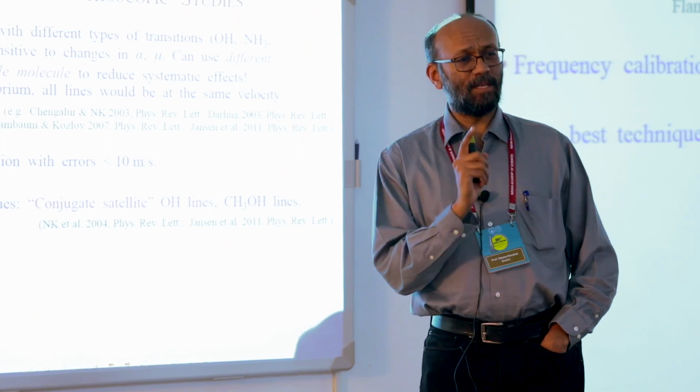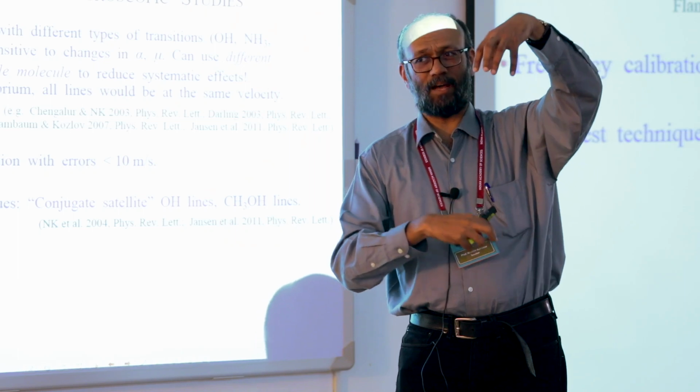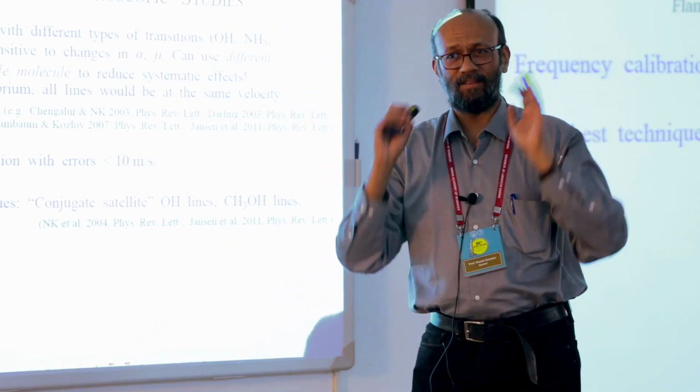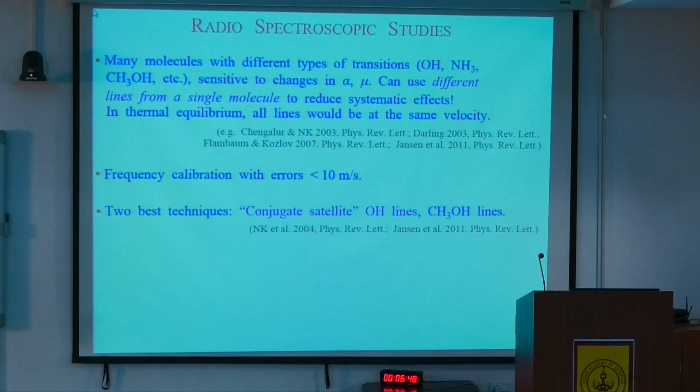If the gas is not in thermal equilibrium, you're back to square one, because one line might be excited in one part of the cloud, the other line in another part of the cloud. You're done. You're sunk, basically. So in thermal equilibrium, the lines would be the same velocity, and there's been a bunch of papers in the last 15 years coming up with theoretical ways of doing this.